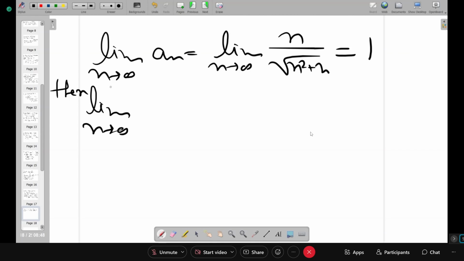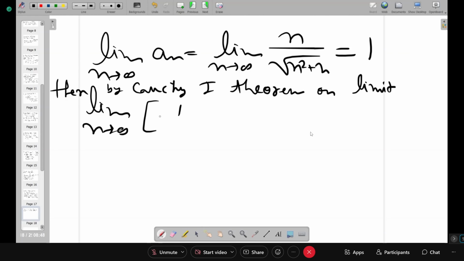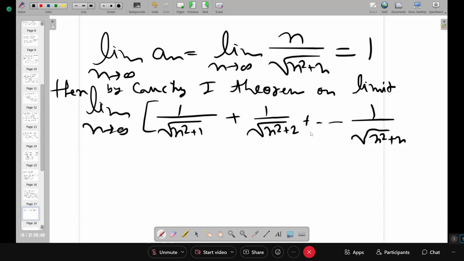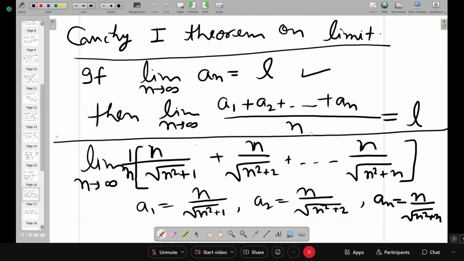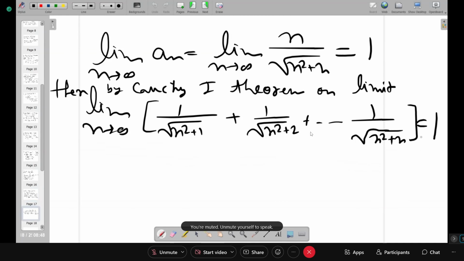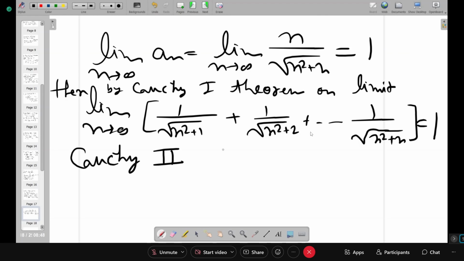Here you can write, by Cauchy first theorem on limit, you can say the limit of 1 upon under root n square plus 1, plus 1 upon under root n square plus 2, up to 1 upon under root n square plus n, will also be 1. So in this way you can apply the Cauchy first theorem on limit. Now, next is Cauchy second theorem on limit.